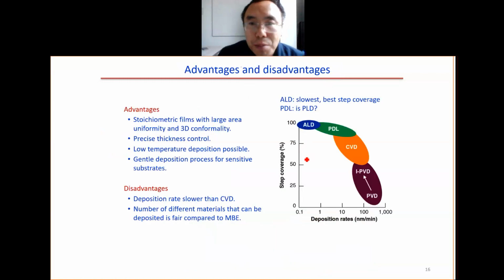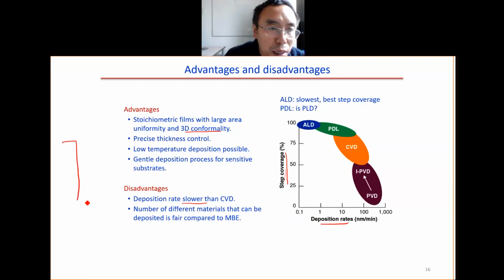But this is the property of atomic layer deposition. You can see first the deposition rate is very, very slow. But its step coverage is the best. We can have 3D conformal deposition. That means, for example, if we have a very deep hole, and we do the ALD, the coating will be pretty uniform. It will coat everywhere at the same thickness.